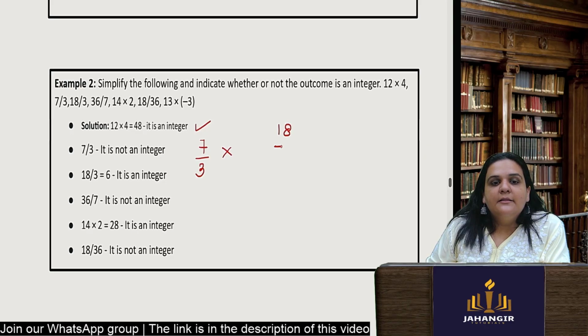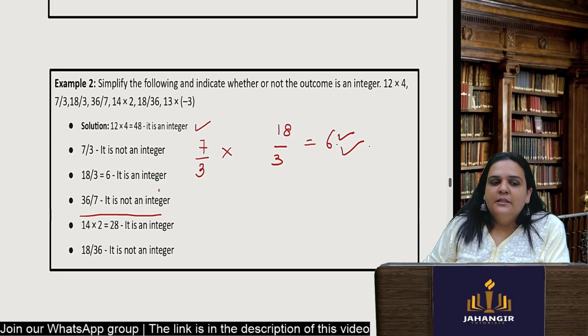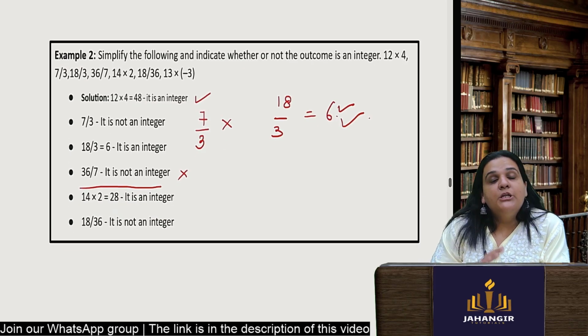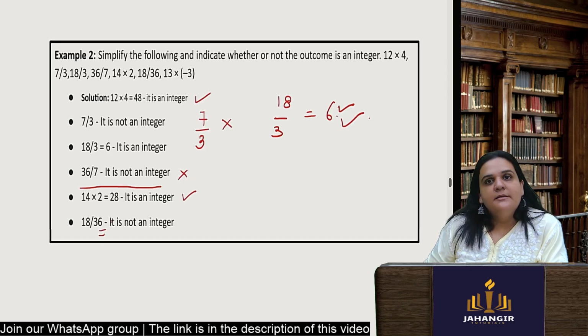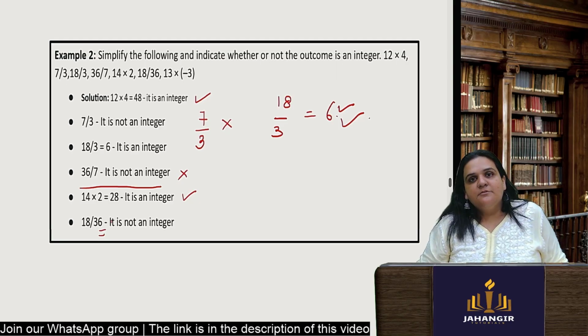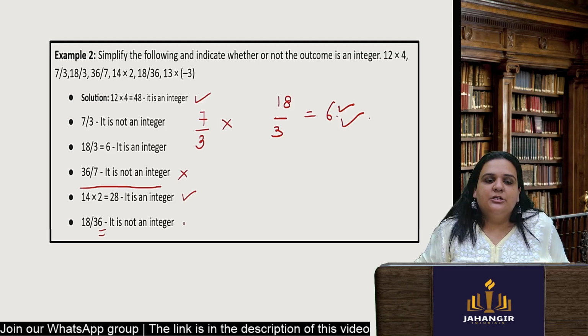18 divided by 3. 18 goes in the table of 3, no? 6. 6 is an integer. 36 divided by 7. The answer will come in points form. Therefore, not an integer. It is a rational number. 14 into 2, 28, integer. 18 divided by 6, again it can be expressed in form of fraction or a decimal. Therefore it is not an integer, but it is a rational number. You can say it is a rational number.